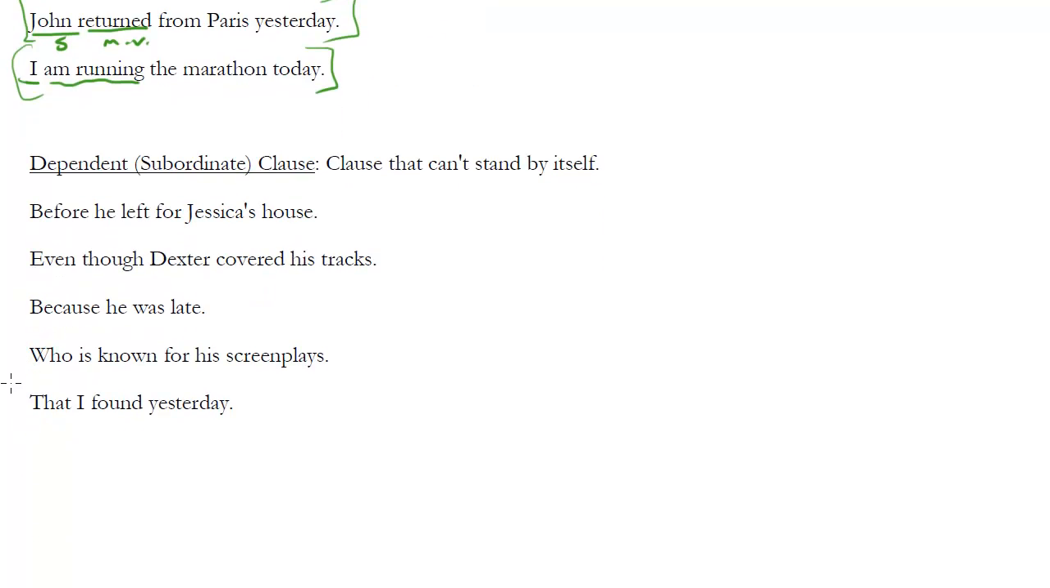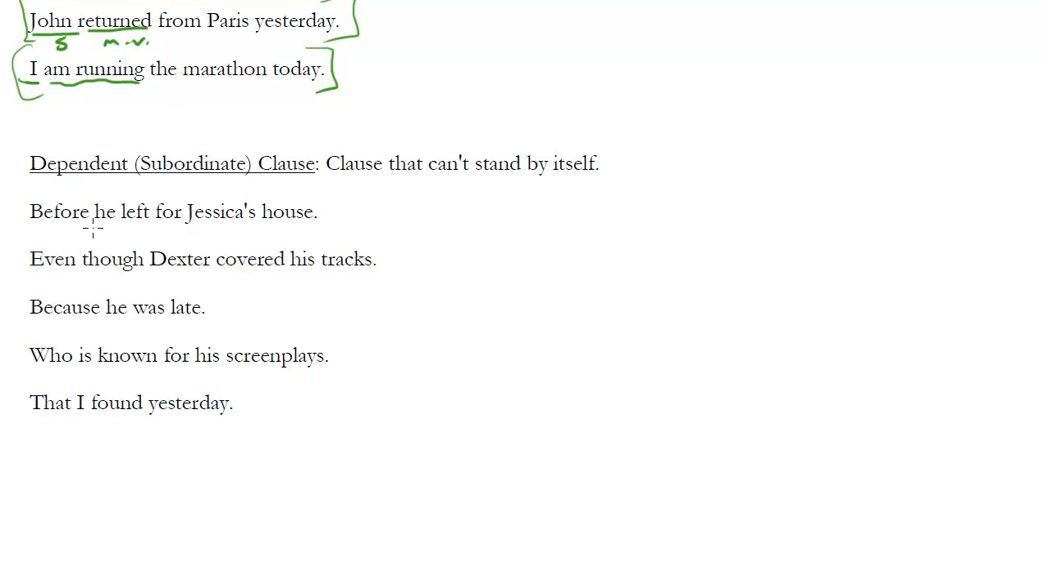What about a dependent or subordinate clause? So this is a clause that can't stand by itself. It has a subject and a verb in it, but it just can't stand by itself. You need more sentence to make it complete, right? So let's look at some examples. Before he left for Jessica's house. You can almost, kind of the way the sentence feels, it's waiting for something. Before he left for Jessica's house, what? I mean, what happened? What did he do? What happened to him, right?